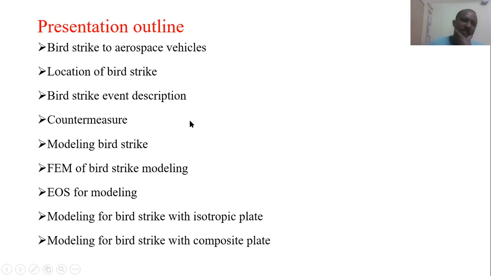So our presentation outline contains bird strike to aerospace vehicles, location of bird strike events, the countermeasures, the modeling of bird strike, finite element modeling of bird strike, equation of state for modeling, modeling of bird strike with an isotropic plate, and modeling of bird strike with composite plates. These are the topics.